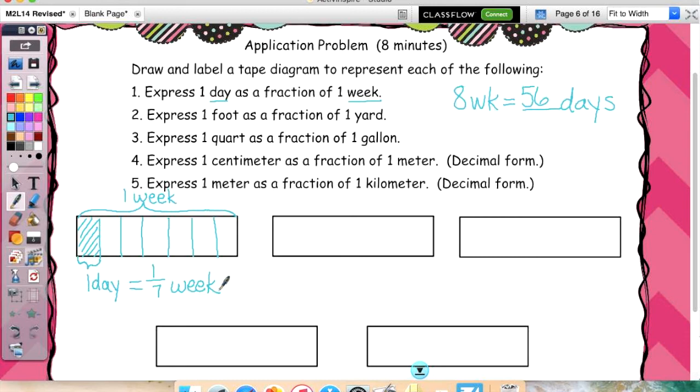Okay. We'll let Charlotte go ahead and shade that, because that is how we show a fraction on a tape diagram, isn't it? And do you see that I shaded with diagonal lines? Do that for me because it's going to come in handy later.